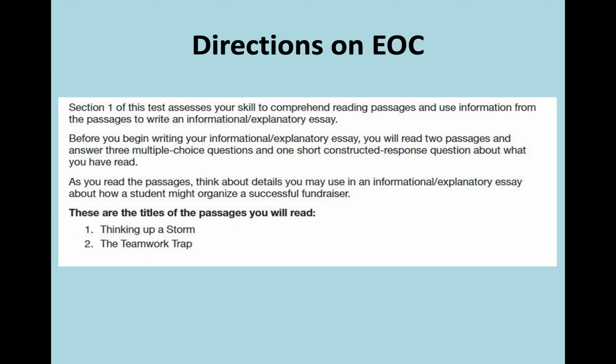Now here are the directions for the EOC. It reads: Section 1 of this test assesses your skill to comprehend reading passages and use information from the passages to write an informational or explanatory essay. Before you begin writing your informational explanatory essay, you will read 2 passages and answer 3 multiple choice questions and 1 short constructive response question about what you have read. As you read the passages, think about details you may use in an informational explanatory essay and how a student might organize a successful fundraiser. There are 2 titles of the passages you will read: Thinking Up a Storm and The Teamwork Trap.